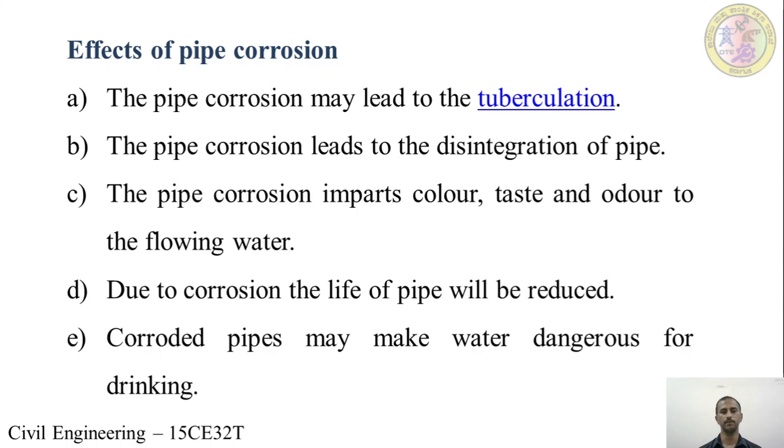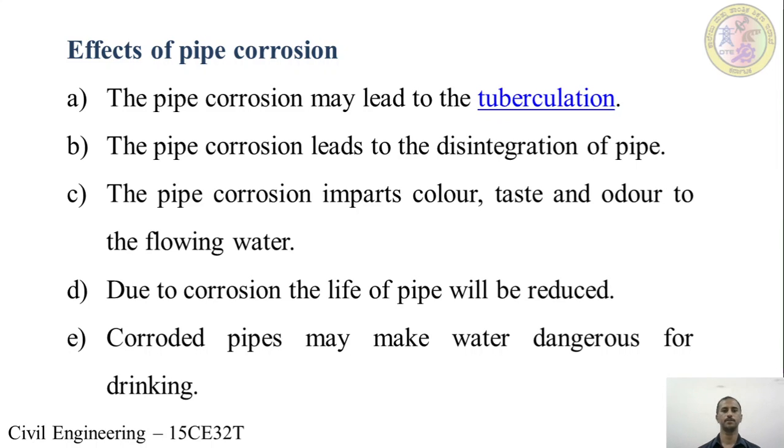Tuberculation is the formation of mounds of iron oxide on the inner surface of the pipe material by the microorganisms present in the water. As the life of the pipe increases, the deposition of this iron oxide also increases, making the cross-section area of the pipe reduced, and thereby the water carrying capacity of the pipe also gets reduced.